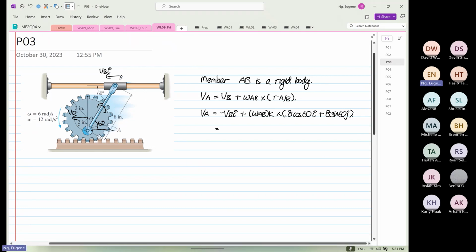So when I open this up, so cos 60 is equal to omega AB K cross of 4I, 8 sine 60, 6.928.